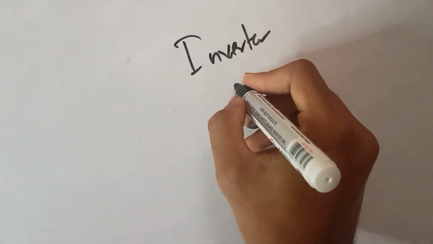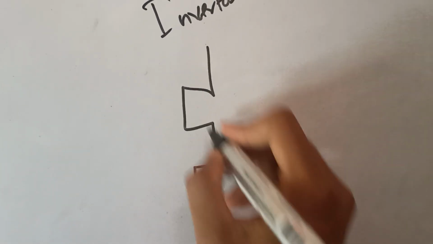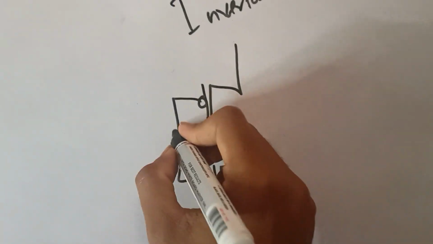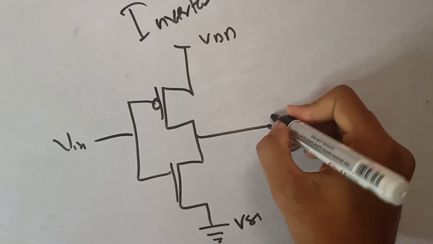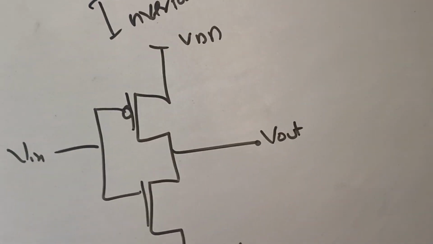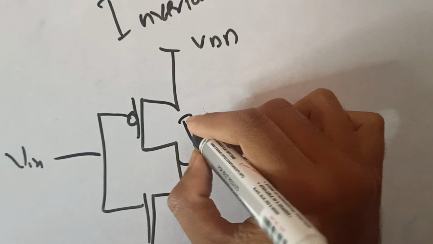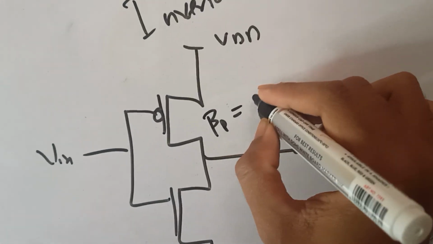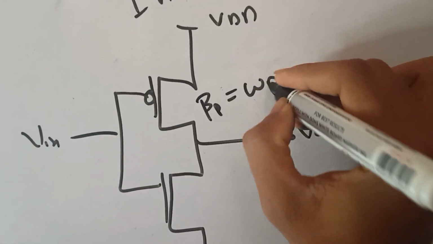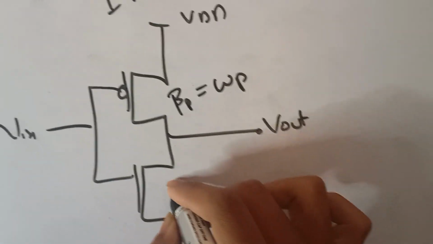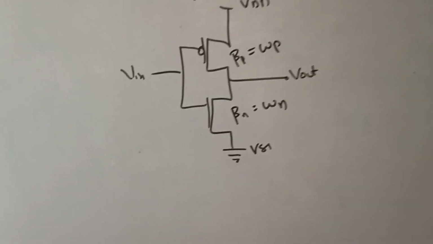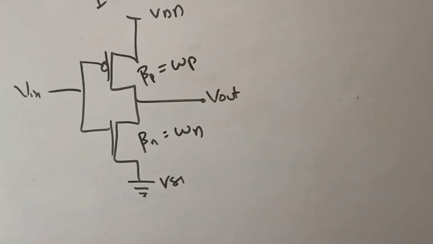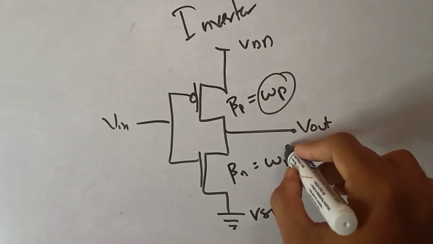We all know the inverter has a simple structure having just one NMOS and one PMOS. This is VDD, this is VSS, this is Vin, and from here we are going to take Vout. It has the beta parameter beta P and width WP, and the beta parameter beta N and width WN. So whatever circuits we are going to design must be related to these WP and WN.